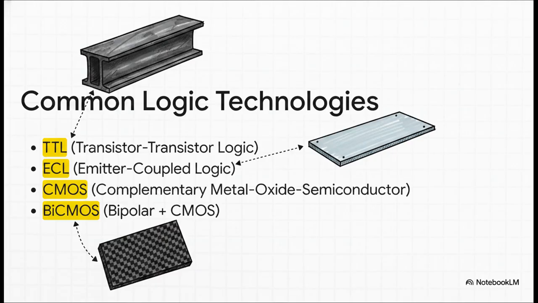So, what are these logic gates actually made of? Well, they're built using a few different semiconductor families or technologies. You'll hear names thrown around like TTL, ECL, and the one that's most common today, CMOS. You can think of these as different construction materials, kind of like steel, aluminum, or carbon fiber. Each one has its own unique properties when it comes to speed, power, and cost.